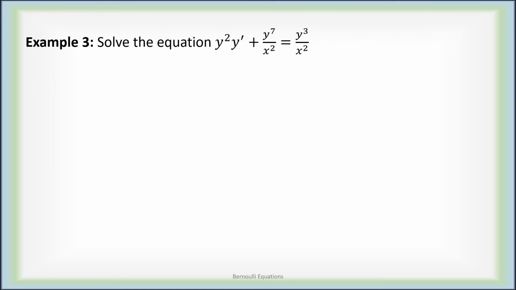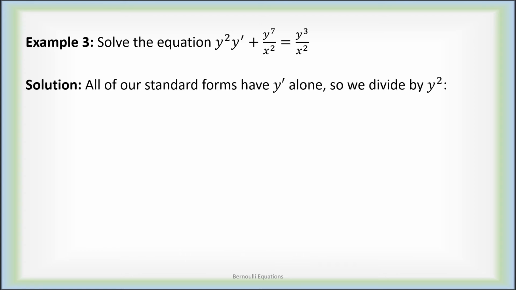Let's do another example. Solve the equation y squared y prime plus y to the 7th over x squared equals y cubed over x squared. Looks like a mess. All of the standard forms that we've worked with have y prime by itself. So the first thing we want to do is divide by y squared. That transforms this to y prime plus y to the 5th over x squared equals y over x squared.